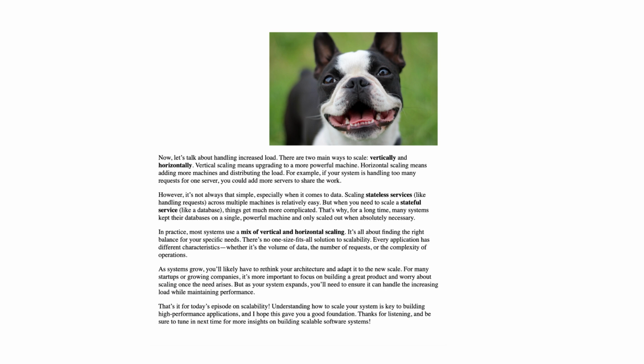There are two main ways to scale: vertically and horizontally. Vertical scaling means upgrading to a more powerful machine. Horizontal scaling means adding more machines and distributing the load. For example, if your system is handling too many requests for one server, you could add more servers to share the work. However, it's not always that simple, especially when it comes to data.